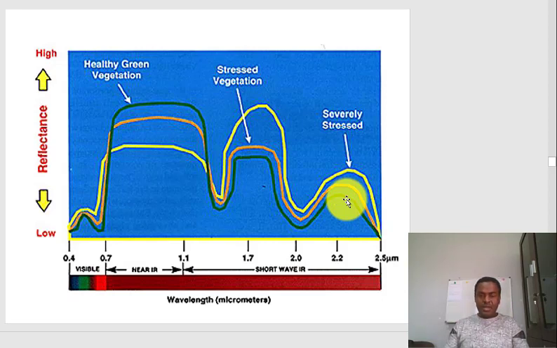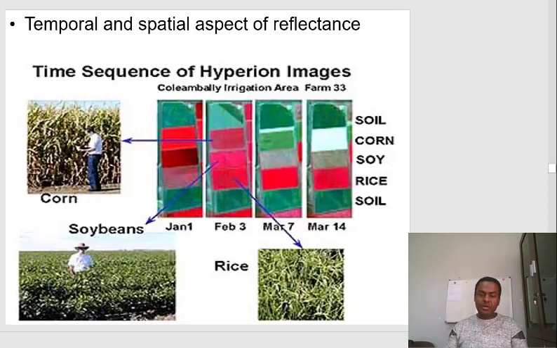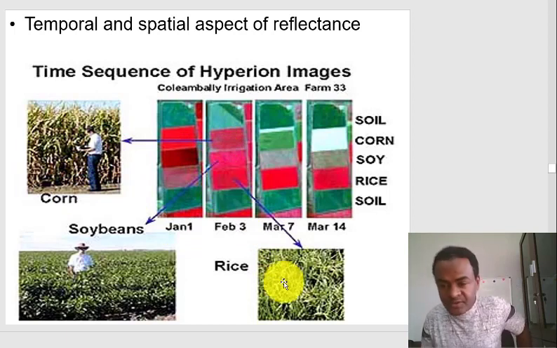So this is the best example to consider the temporal aspect of reflectance. January 1, February 1, this is a one month difference in cropping pattern, okay? If you come in January 1, it is very difficult to identify different crop types. If you come in February 3, it is very difficult to identify corn from soybean and again from rice. But if you wait one month, you can easily identify it. So you have to choose the best time for remote sensing for identification of different crop types.